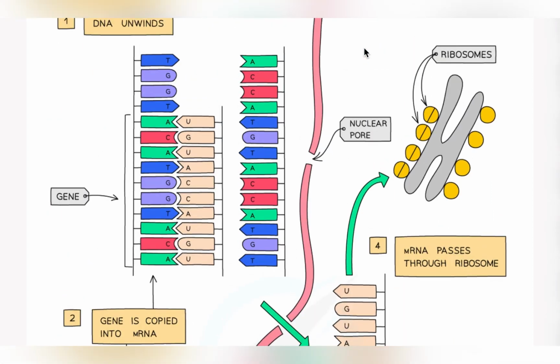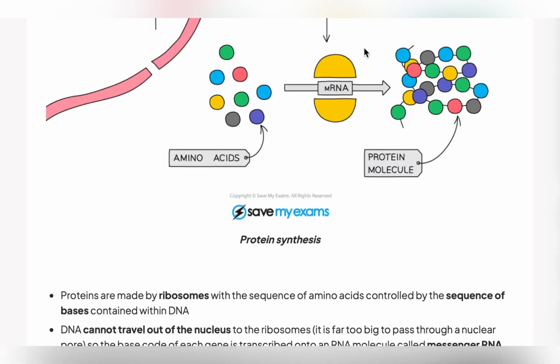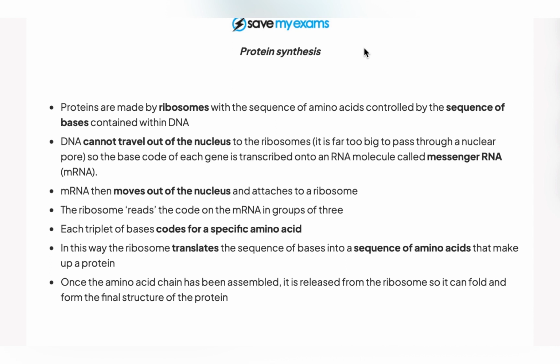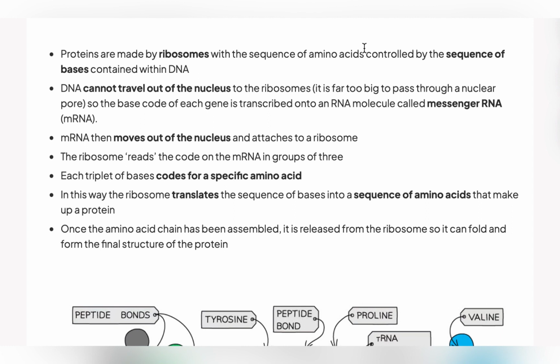Proteins are made by the ribosome with the sequence of amino acids controlled by the sequence of bases contained in the DNA. Now DNA cannot travel, it's too big in the ordinary sense. It's too large to travel through the nucleus. So we say DNA cannot leave the nucleus to the ribosome. It's far too big to pass through the nucleus pore, the small holes of the nucleus. DNA is too big. So what will it do?